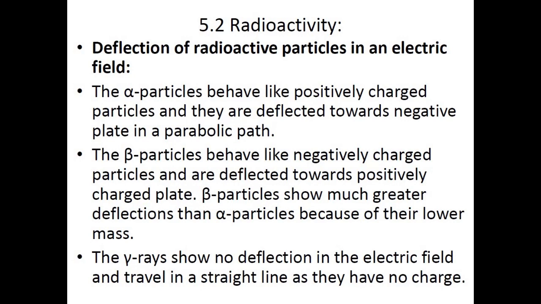Beta particles are always more deflected, or much more strongly deflected, due to having very little mass as compared to alpha particles, while the gamma radiation just keeps on traveling in a straight path, as gamma radiation does not have any charge at all.